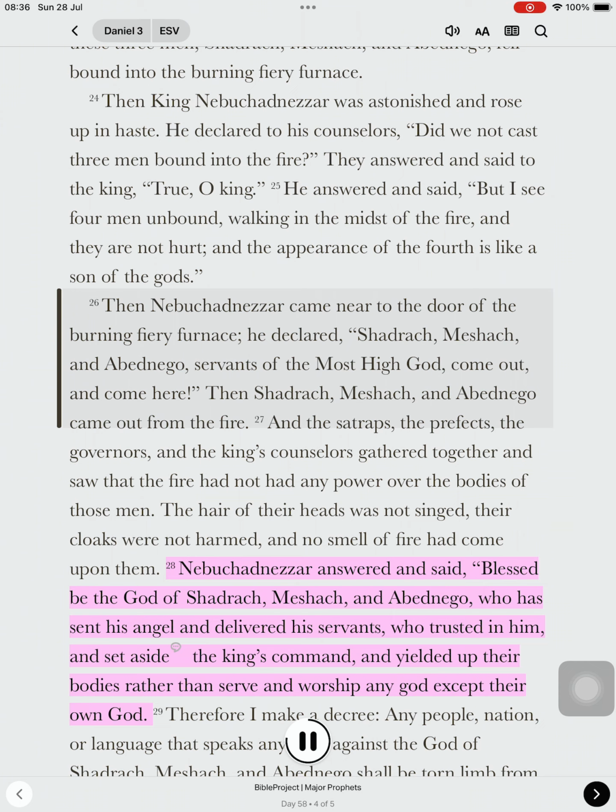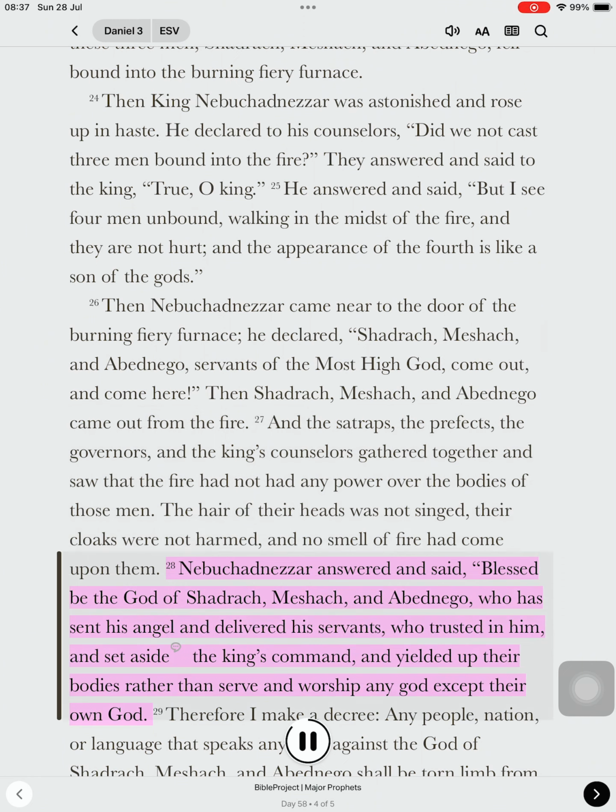Then Nebuchadnezzar came near to the door of the burning fiery furnace. He declared, "Shadrach, Meshach, and Abednego, servants of the Most High God, come out and come here." Then Shadrach, Meshach, and Abednego came out from the fire. And the satraps, the prefects, the governors, and the king's counselors gathered together and saw that the fire had not had any power over the bodies of those men. The hair of their heads was not singed, their cloaks were not harmed, and no smell of fire had come upon them.